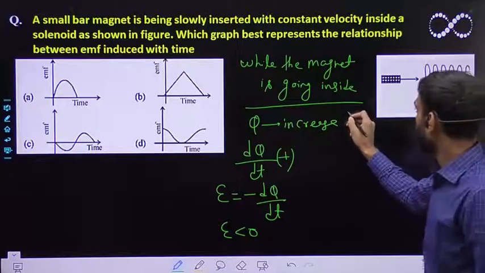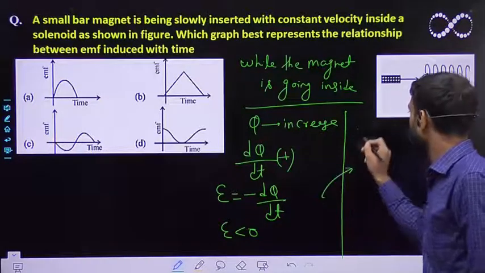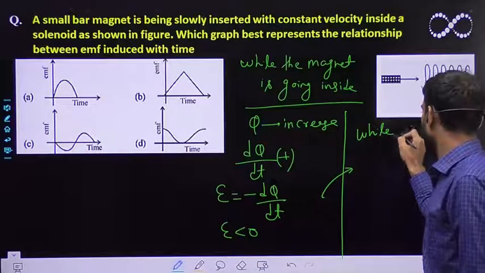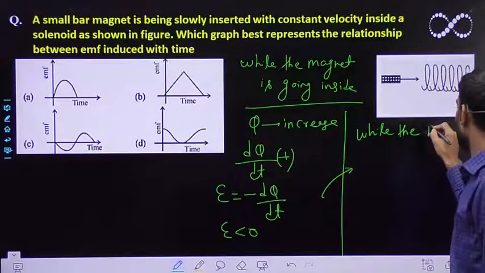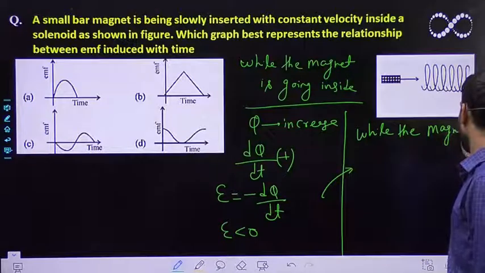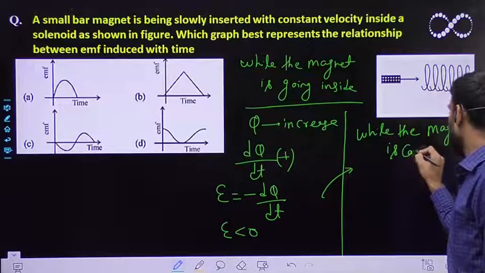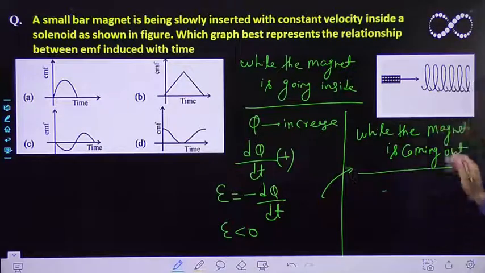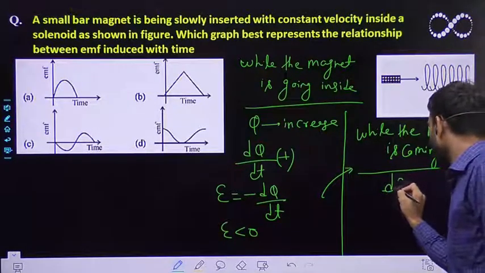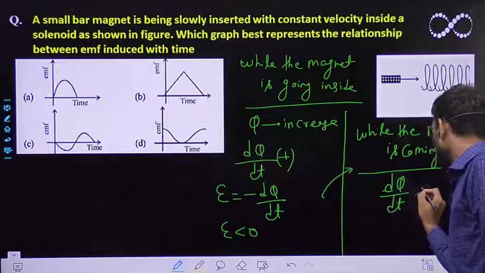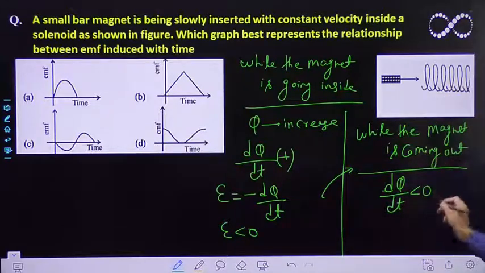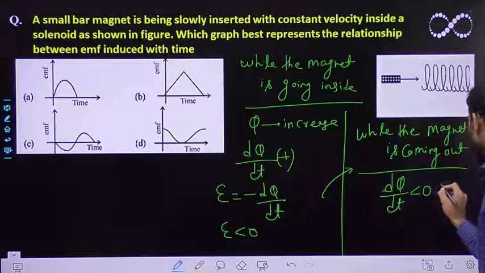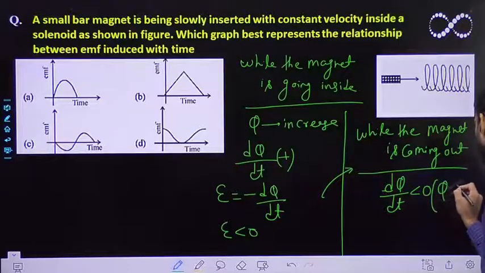So let us see while the magnet is coming out. Obviously when the magnet comes out, the magnetic field linked with the coil will start decreasing and hence the flux will start decreasing. So from here I can say that d phi by dt will be negative because the flux decreases.